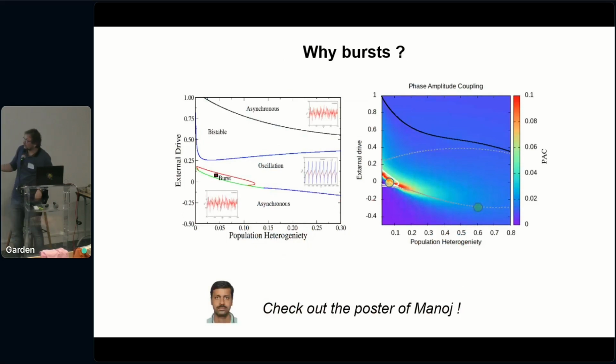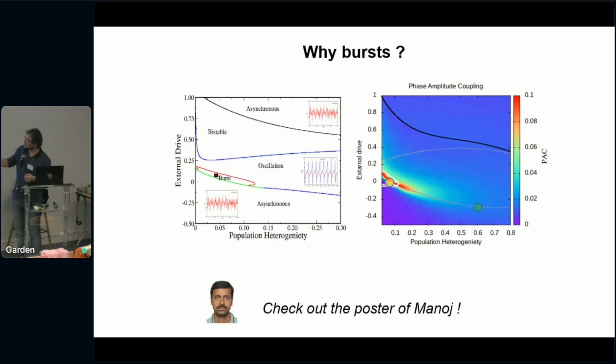Here is a result by Manoj, who has a poster here that I invite you to go and check out. What you can do with these models is study more of the phase space of the model. You can see that based on different parameters, like the external drive and the heterogeneity between neurons, so the fact that different cells have different excitability, you can find many different dynamical regimes.